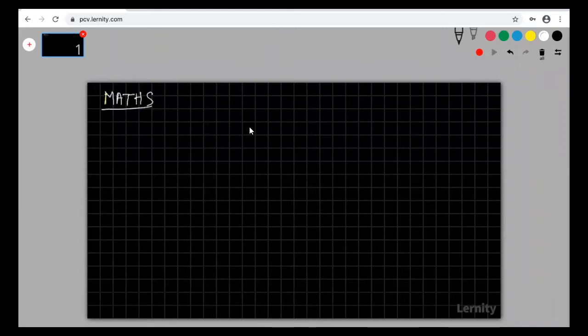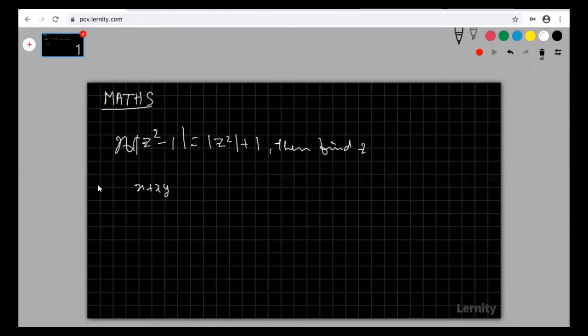Yeah, so look at that. The second question is: if modulus of z square minus 1 equals modulus of z square plus 1, find z. Okay, so this is very simple. Let z equal x plus iy, or a plus ib. Take z equal to x plus iy and substitute here. This is modulus of z square minus 1 equal to modulus of z the whole square plus 1.